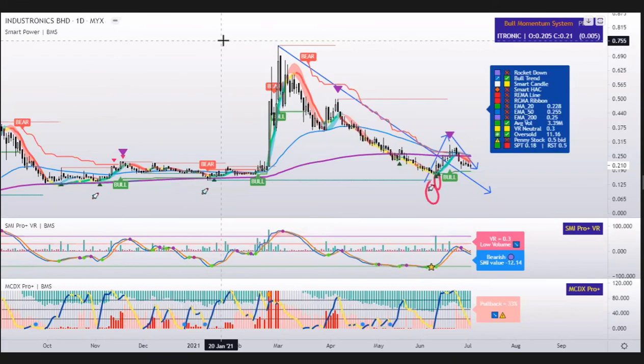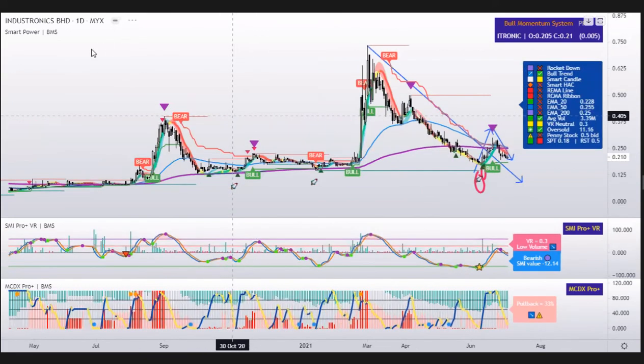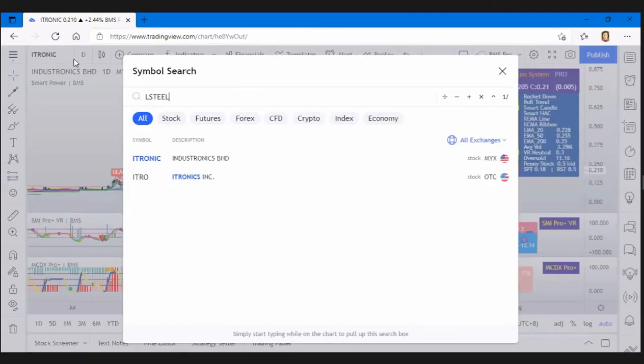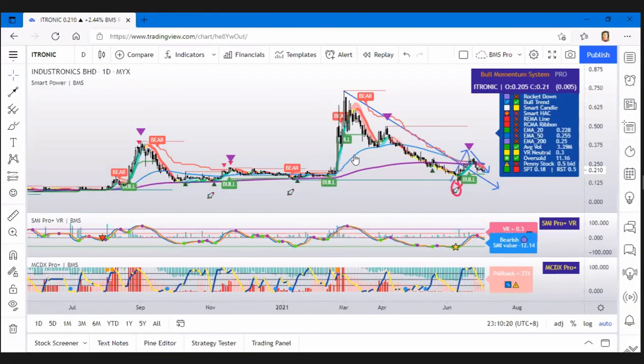Steel market. The steel market is also very dramatic. Steel market, one day up, one day down like that.